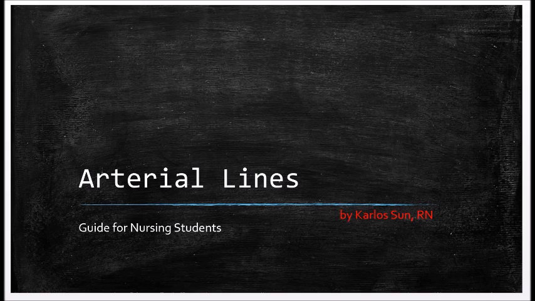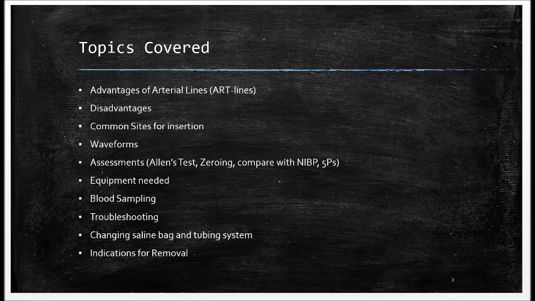Today's video we will be covering the topic of arterial lines, and this is meant to be a guide for nursing students so that if you do encounter an arterial line in your practice, you get a better level of comfort and confidence to deal with them. Some of the topics that we will be covering include advantages of having an arterial line and some disadvantages, common sites for insertion, waveforms, assessments, equipment needed, blood sampling, troubleshooting, changing the saline bag and the tubing system, and some indications for the removal of the arterial line.